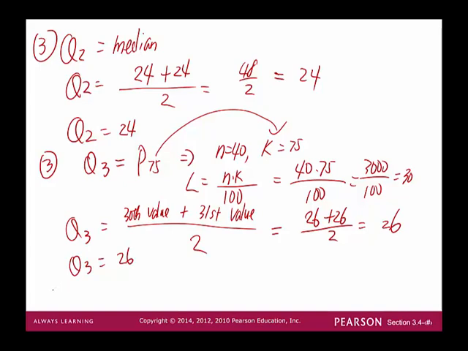The last one is the maximum. Okay. Maximum here is equal to the largest number here, which turned out to be 30. Now we have the 5-number summary. So we can list the 5-number summary here.